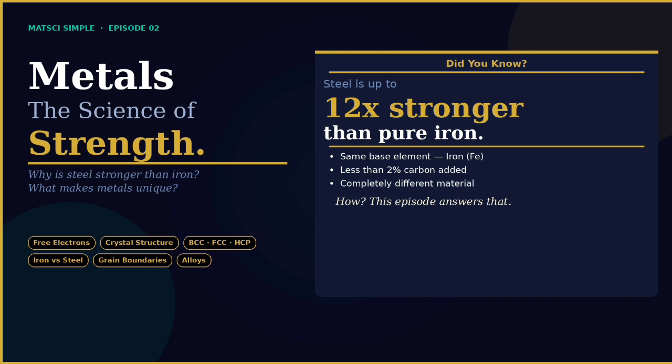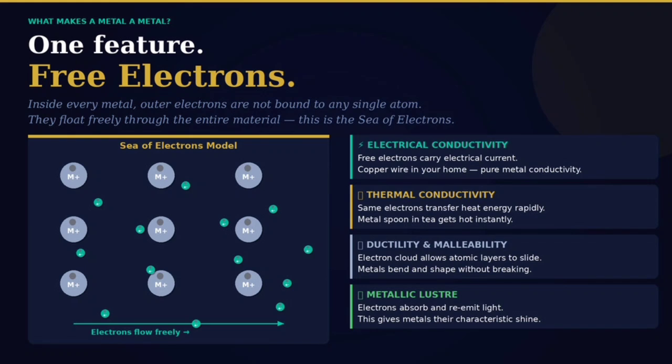By the end of this episode, you will understand exactly what happens inside a metal at the atomic level and why that matters. Most people think of metals as shiny, hard objects, but that is the appearance, not the definition. A metal is defined by one thing: free electrons. Inside every metal, the outermost electrons of each atom are not held tightly to any one atom. They break free and float through the entire material. Scientists call this the sea of electrons model.